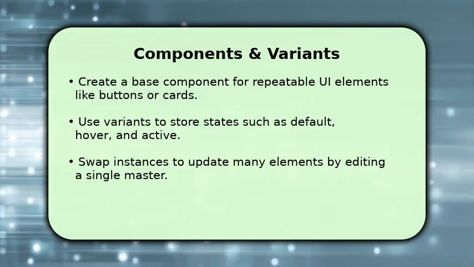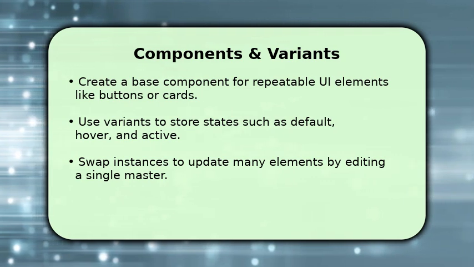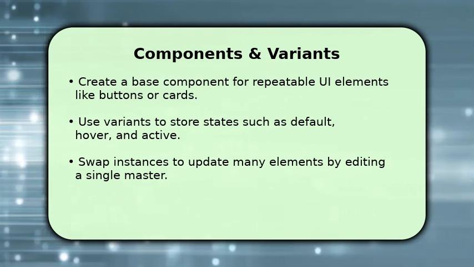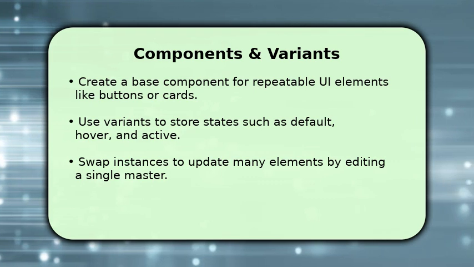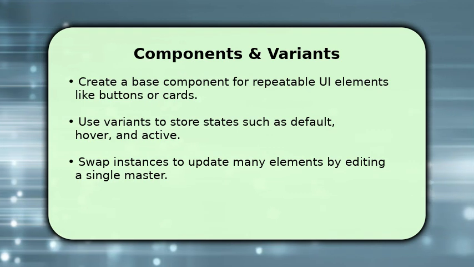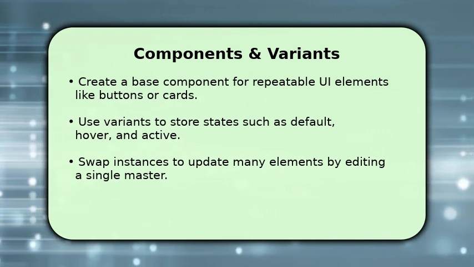Build a master component for repeated elements, then create variants to represent different states, like hover or disabled. Use instant swaps to change visuals across screens instantly, and apply component properties to adjust text, icons, or colors without breaking the link.